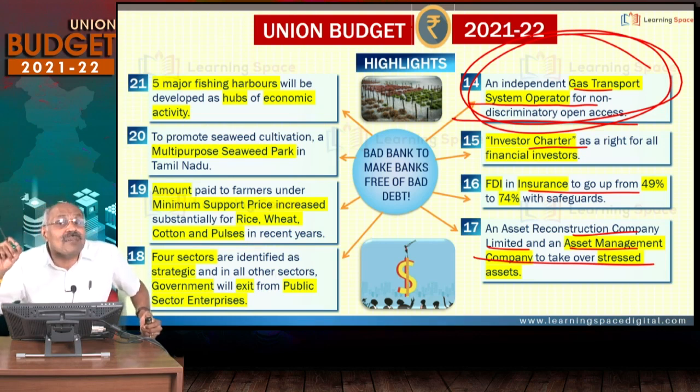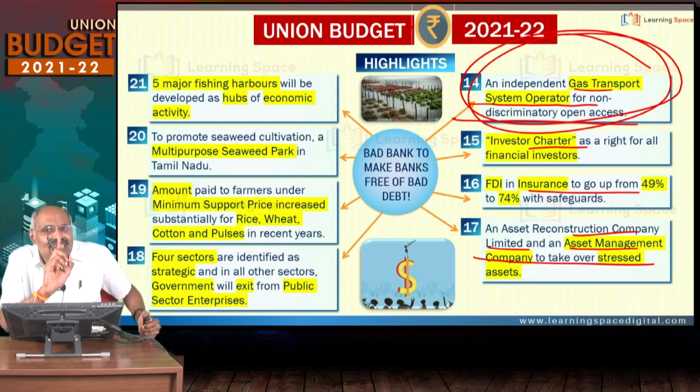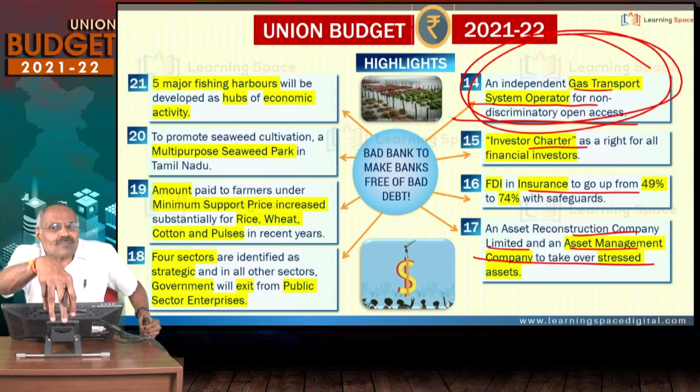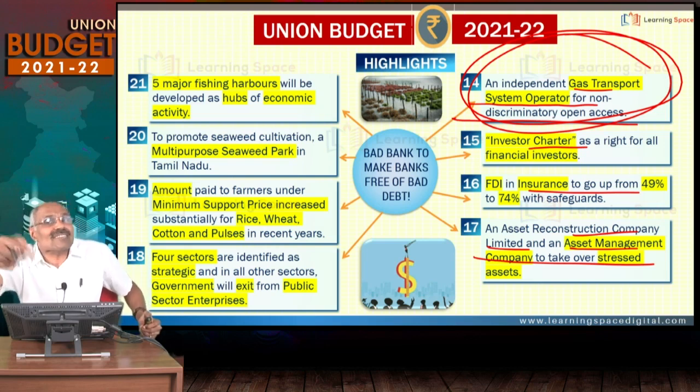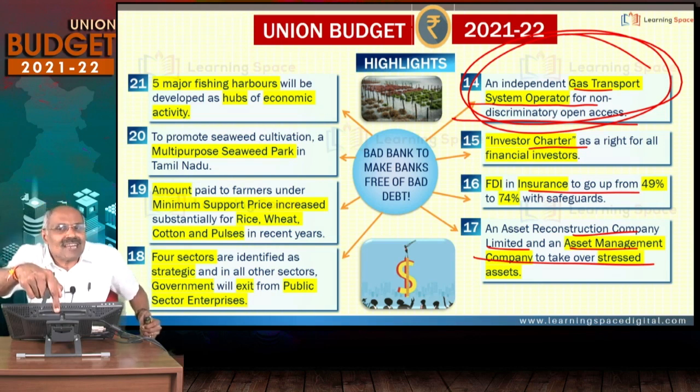Now what the government is thinking is there must be one asset reconstruction company and one asset management company, so that the banks can hand over those bad loans directly to these companies, and subsequently they can take care of resolution, they can take care of what is to be done as far as that bad loan is concerned, right?